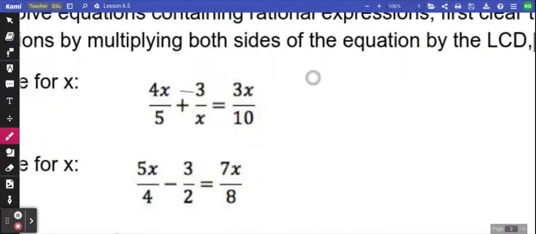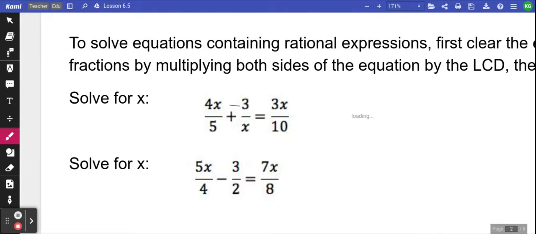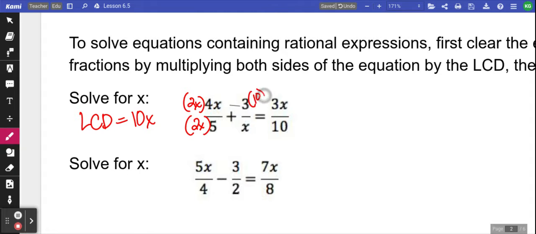So for this first example here, looking at the denominators, this one is a 5, this is an x, and this is a 10. And so I know that my least common denominator is going to be 10x. So this one needs to be multiplied by 2x to get it to be 10x. This middle one needs to be multiplied by 10. And the last one needs to be multiplied by x.